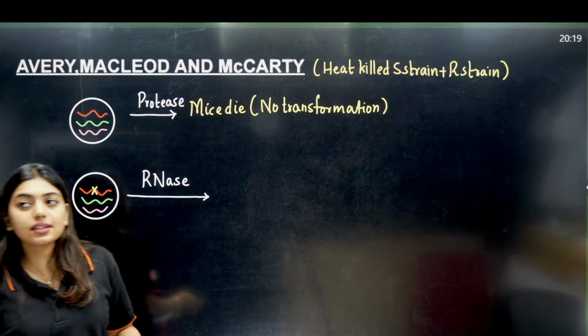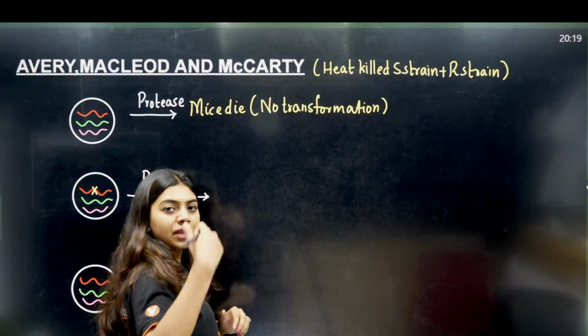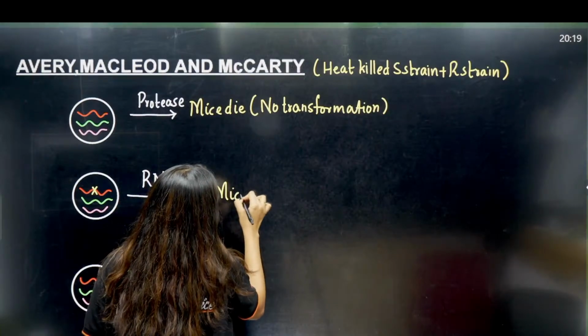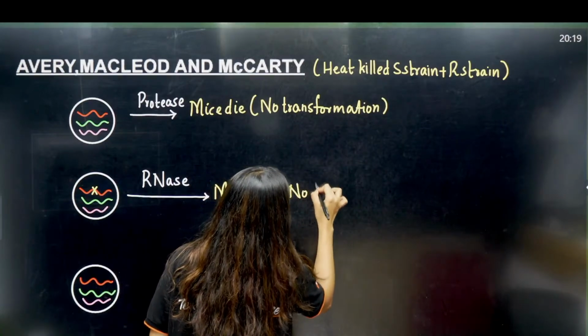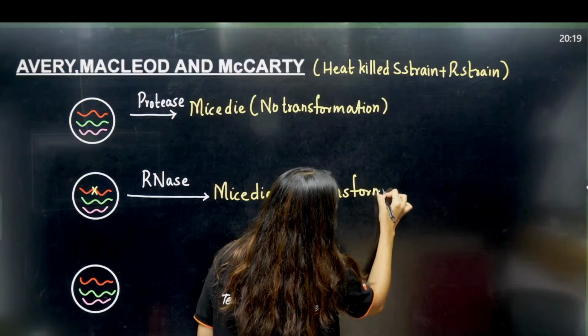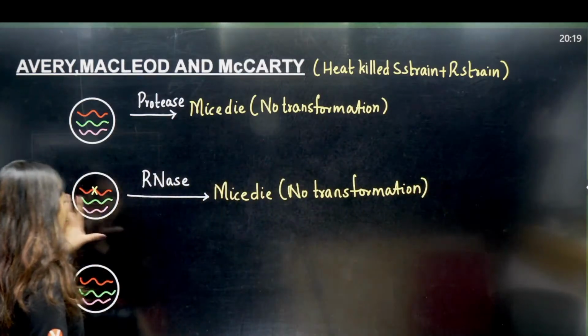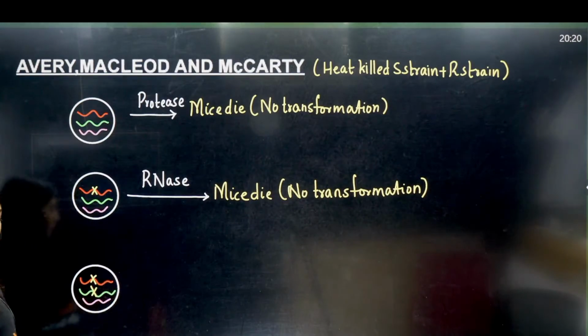Yes, the answer is going to be, here we used RNAs, RNA got degraded, but still RNA is not the transforming principle. So here also the mice is going to die because DNA is still going to get transformed. Here also no transformation. So it was proved that it is not protein, it is not RNA.